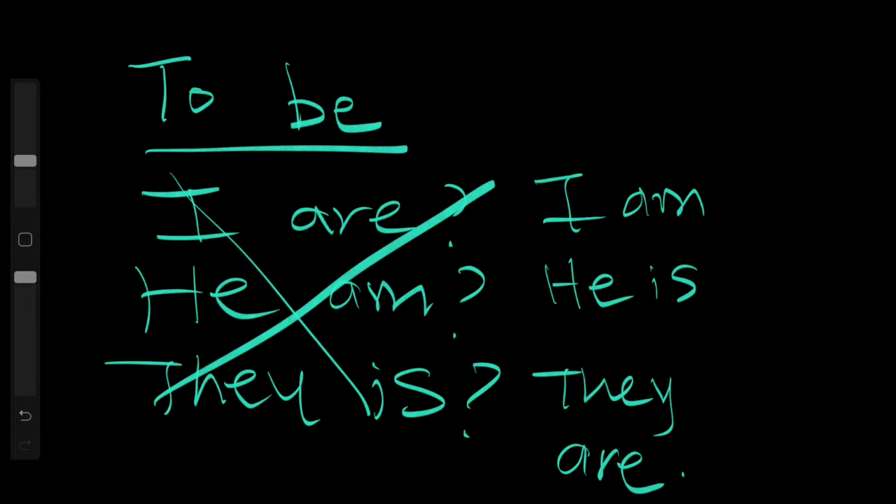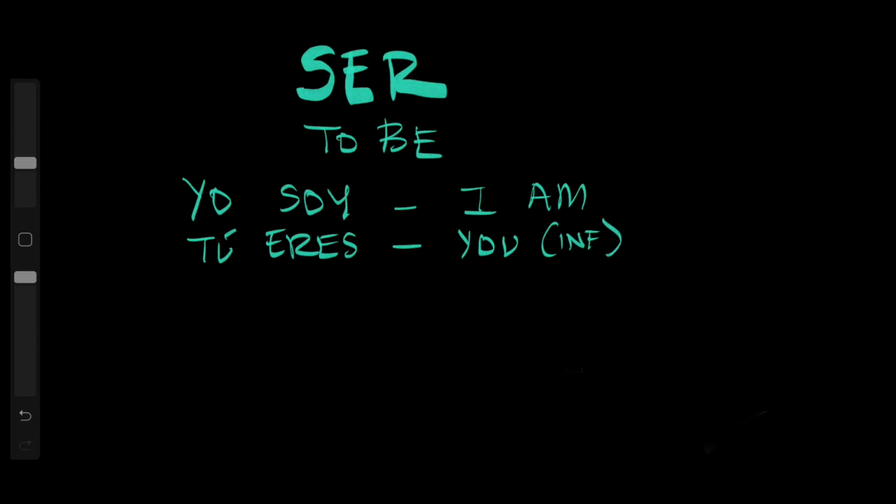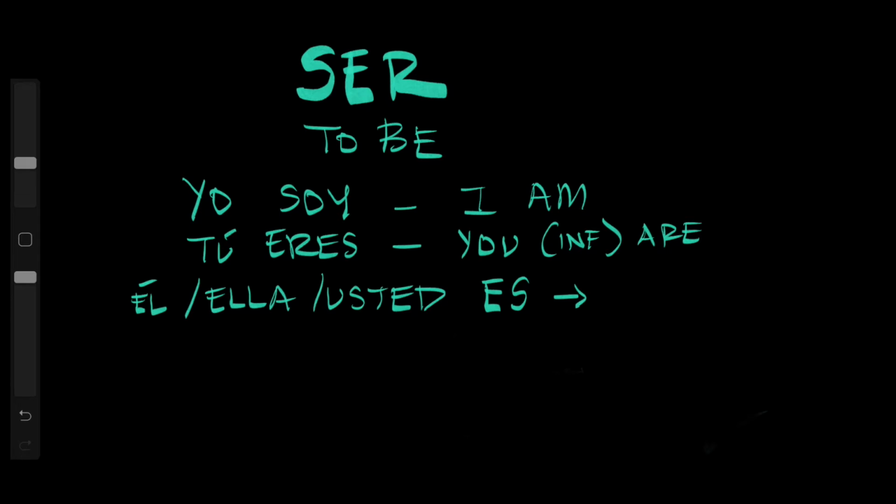So thinking in those terms, let's take a look at the conjugations for the verb ser in Spanish. So they are as follows. Yo soy, I am. Tú eres, you are. Él, ella, and usted share the same conjugation. Él es, he is. Ella es, she is. Usted es, you, formal, are.